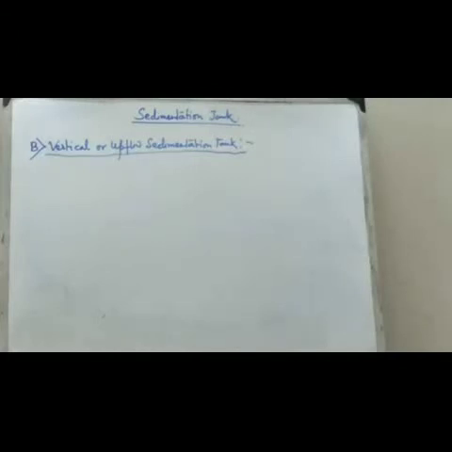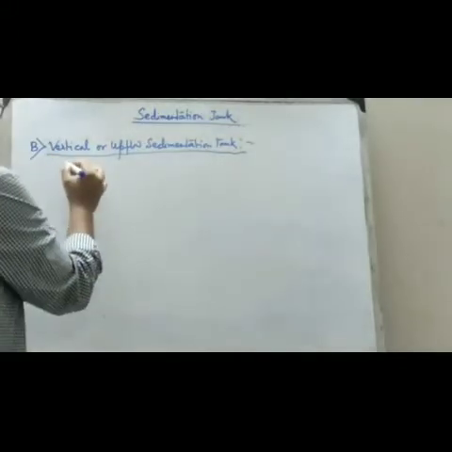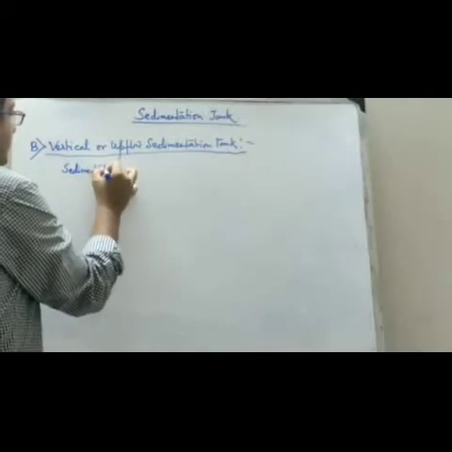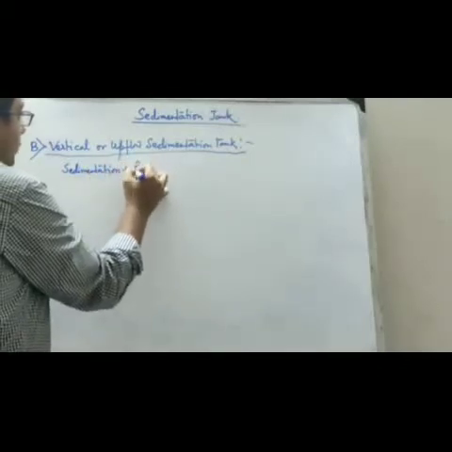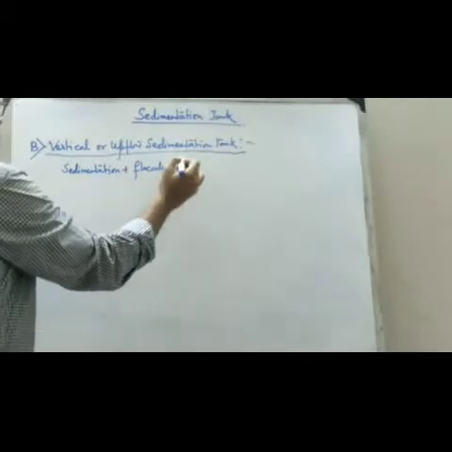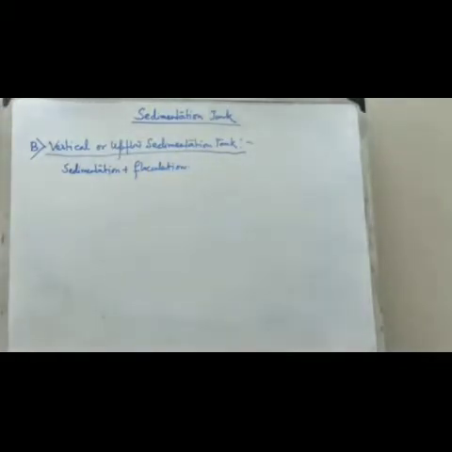So please write down, the main principle is sedimentation with flocculation. This is the main principle of these vertical or upflow settling tanks, and they may be square or circular in plan and may have hopper bottoms.